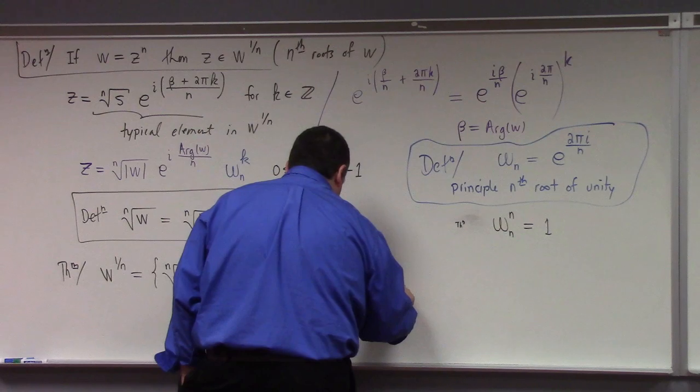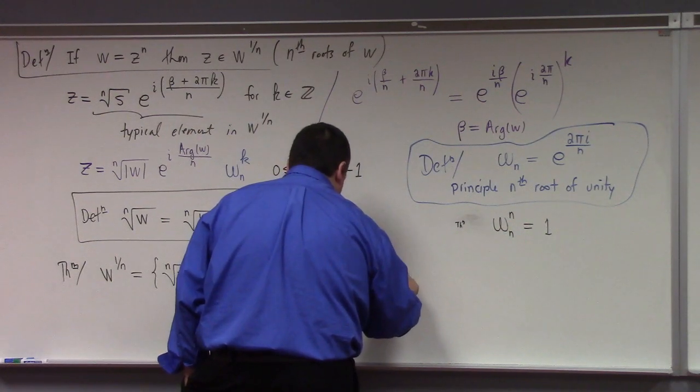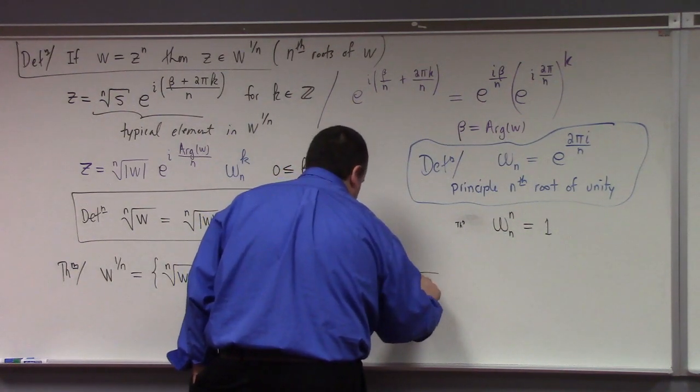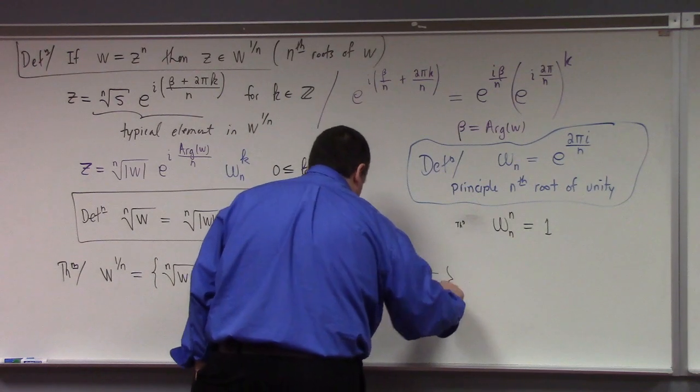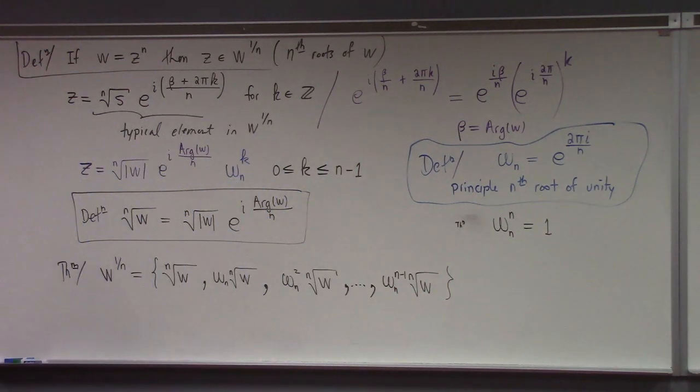All right, list of things to n minus 1. Anyway, there you go. This, my friends, is the set of the nth roots of w. All you have to do to find them is find first the principal nth root, and then multiply it by powers of the principal nth root of unity. That's how you calculate the set of nth roots of a complex number.